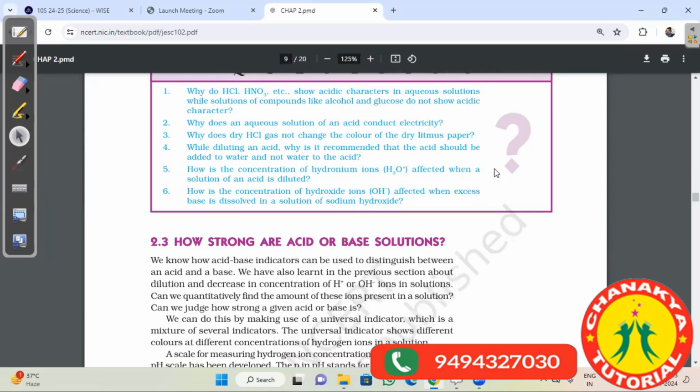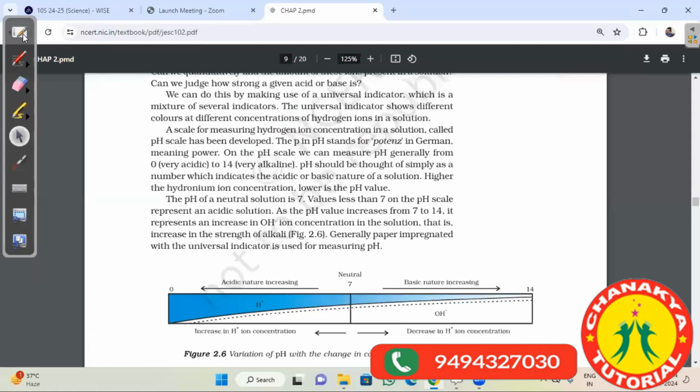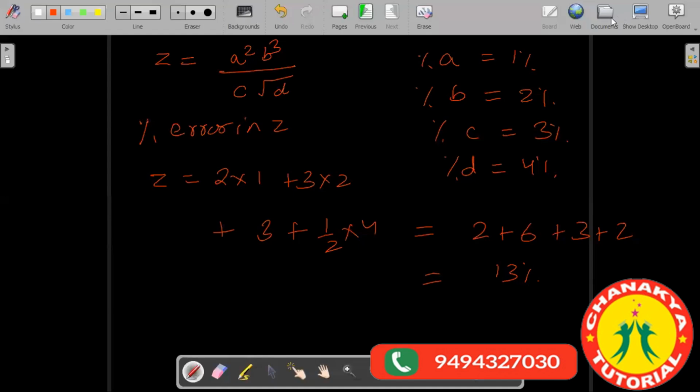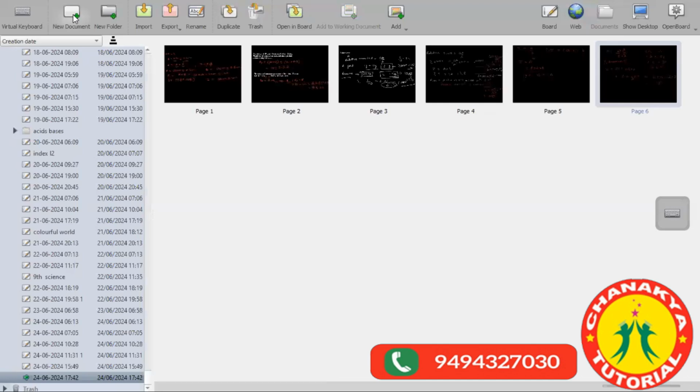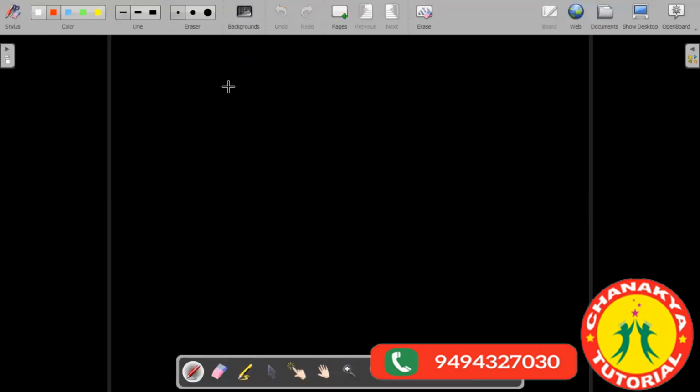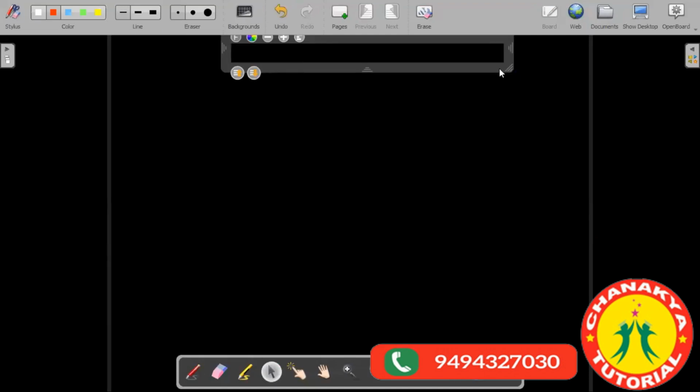H plus ions or hydrogen ions, and bases are the substances which give hydroxide ions. The next topic is very important. In every exam, we are going to expect questions from this topic. So for today, we are doing the pH of a solution.